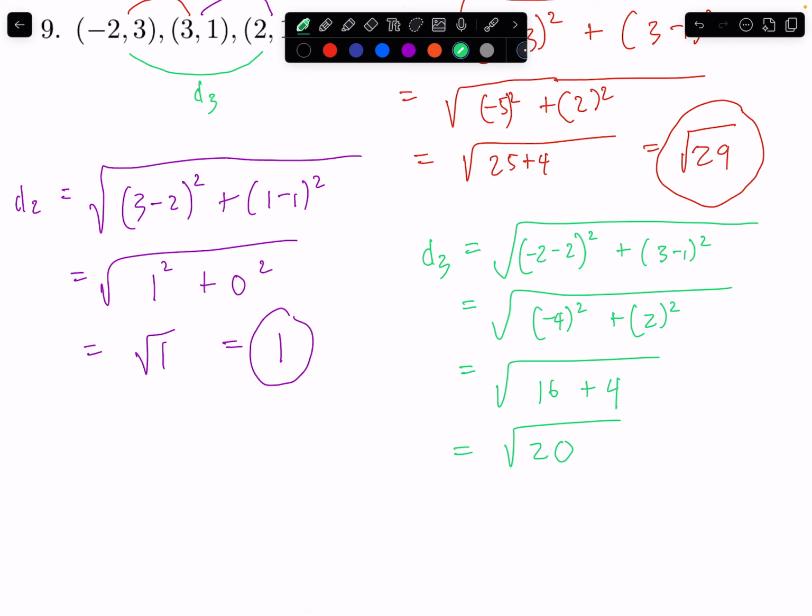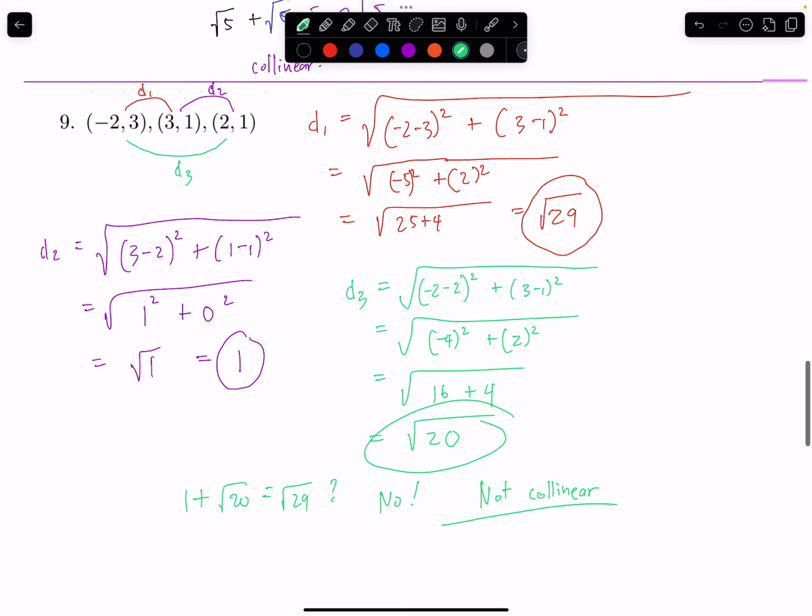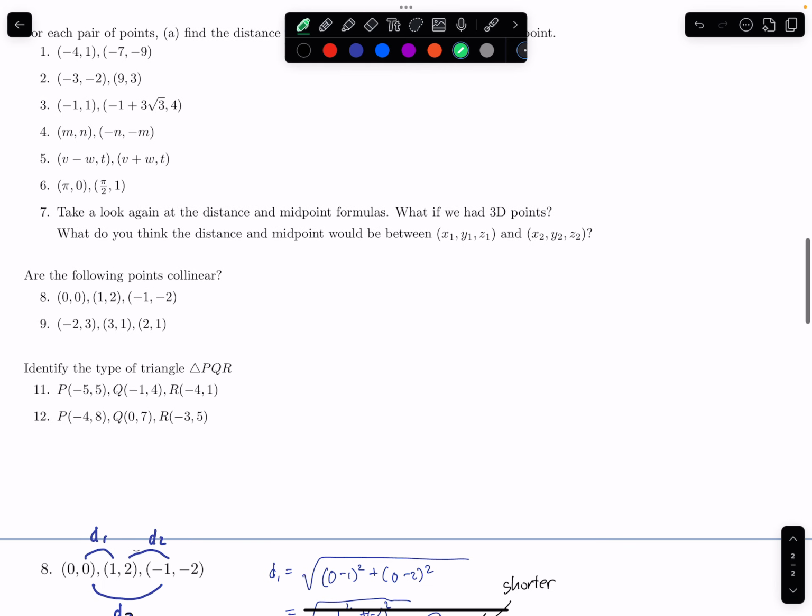Okay, which one of these guys are smaller? Well, square root of 1 is 1. So that's the smallest one. And then this is square root of 20. This would be the next smallest one. So is 1 plus square root of 20 equal to square root of 29? And the answer is no, those are not equal. So that means not collinear. All right, sweet. On to the last 2 questions then.